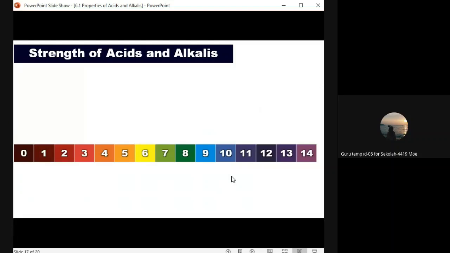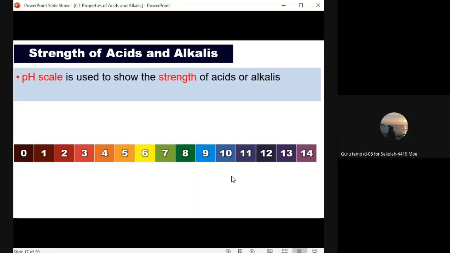Next, let's take a look at the strength of acids and alkalis. Okay, how do I know if an acid is strong or weak acid? Same goes to alkali. How do we know if it is strong or weak alkali? Okay, so macam tadi saya dah mention pasal pH kan. So pH scale, kita boleh guna pH scale to tell if something is too acidic or too alkaline. Okay, maksudnya strength dia lah, level acidity dengan level alkalinity tu. So pH scale is used to show the strength of acids or alkalis.